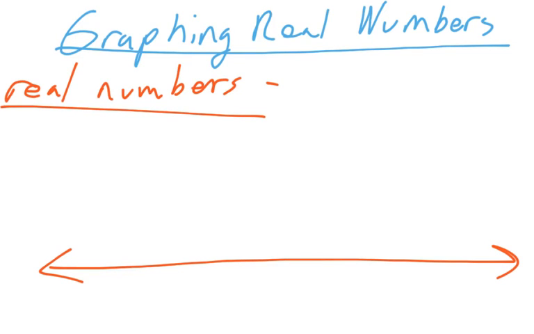Hello everybody. Today we're going to talk about real numbers and graphing real numbers. So before we do that, we first have to talk about what a real number is. So a real number is a number that can be physically graphed on a number line.